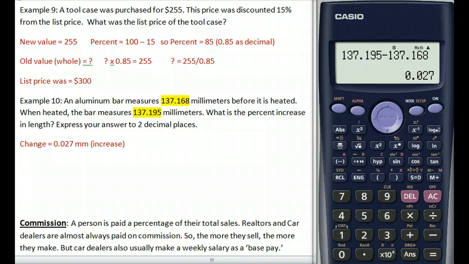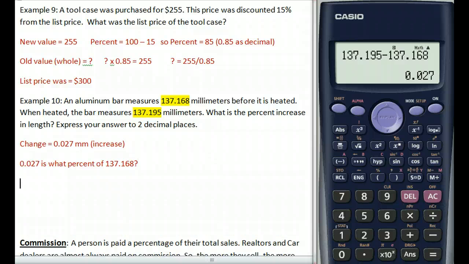So I want to know 0.027 is what percent of the original. Which one's the original? 137.168. That's what I want to know. Okay, so the 0.027 is the part, and the 137.168 is the whole.